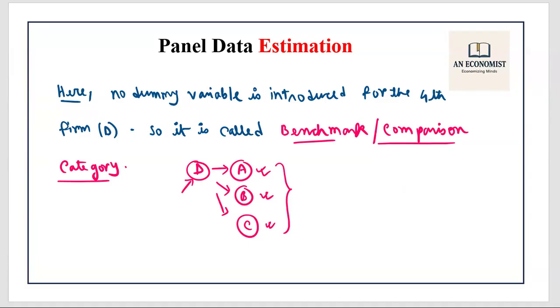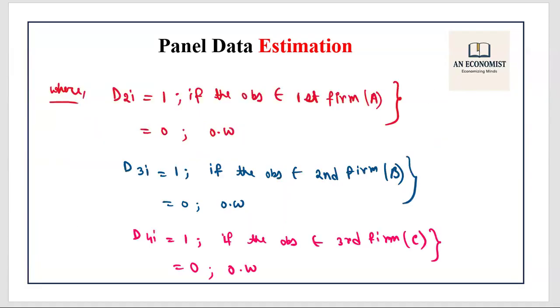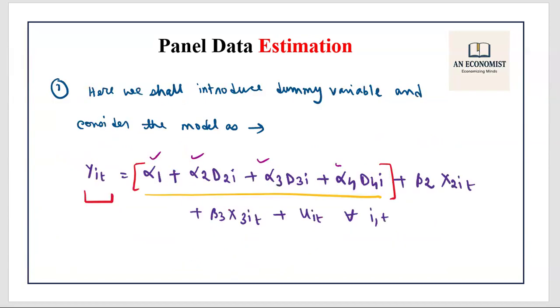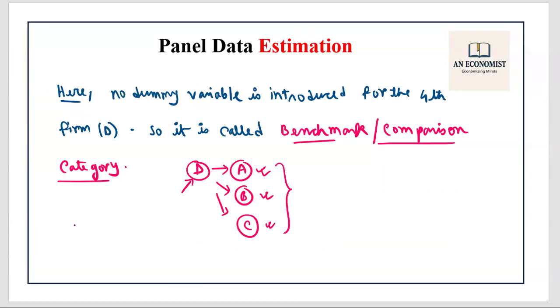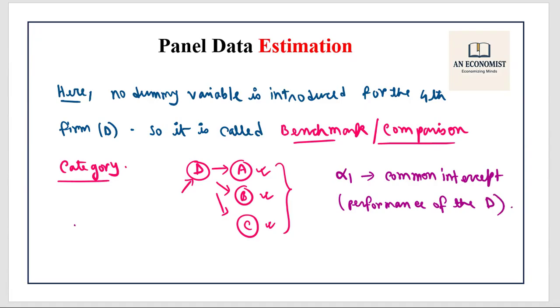So specifically, the model is like this. If you want to explain the interpretation of all these terms, can you pause the video and think about what the interpretation will be? I have also taught this in the dummy variable video, how to interpret this. So alpha 1 is the common intercept, which gives you the performance of the benchmark category, the Dth form.